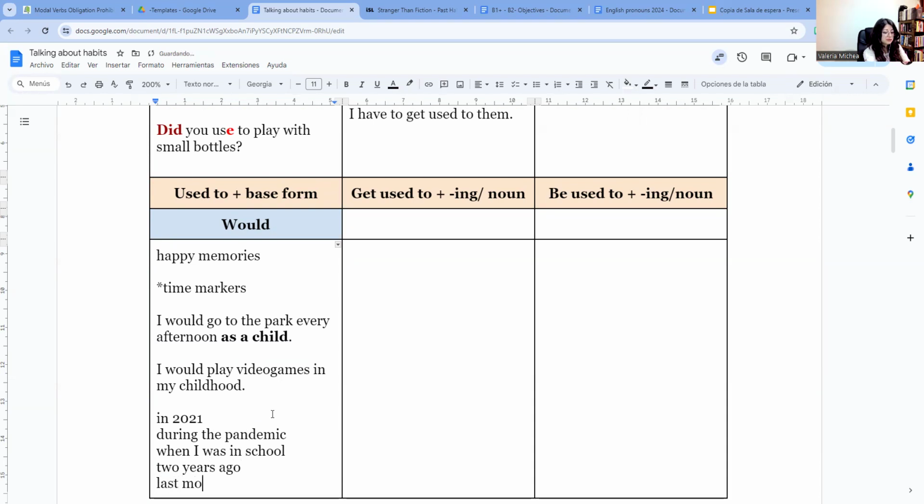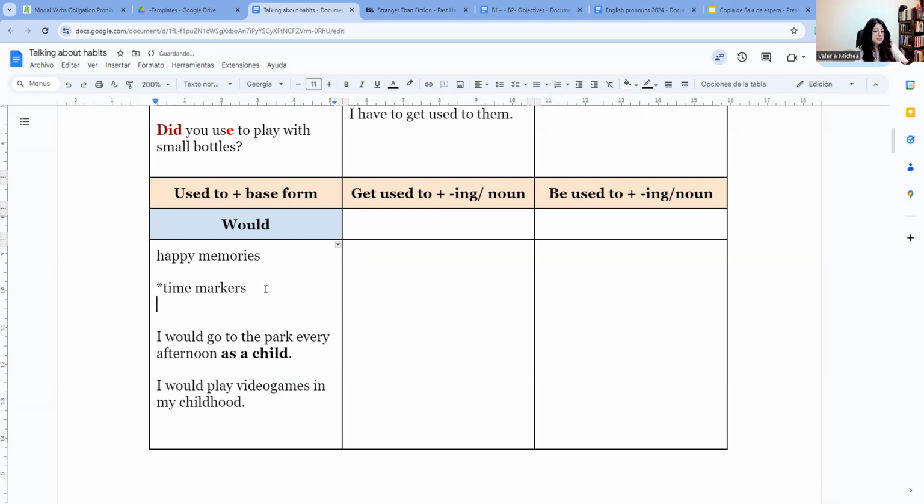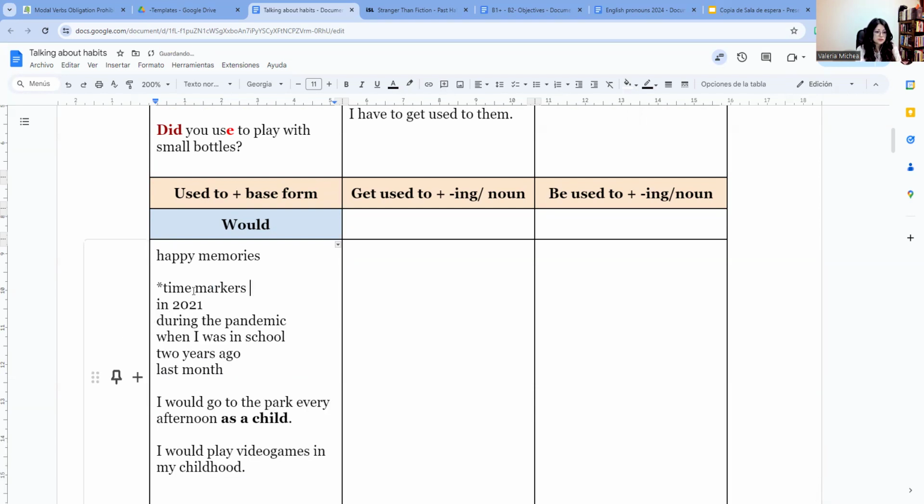Last month, I don't know if it's something recent, yeah? So all of these are time markers. Let me put them right below the time markers word. All right, so yeah, that's what I mean. Time markers tell us specifically when that action happened.